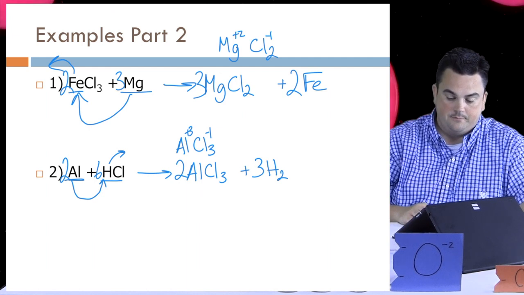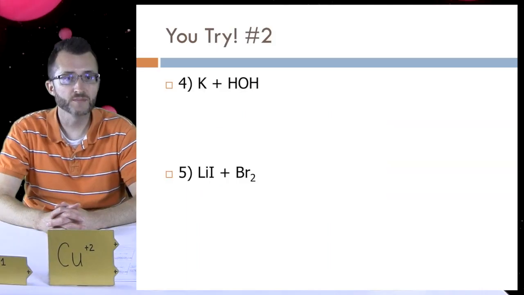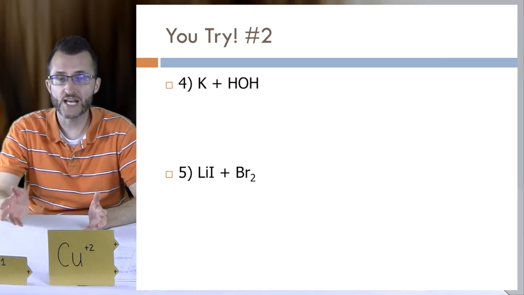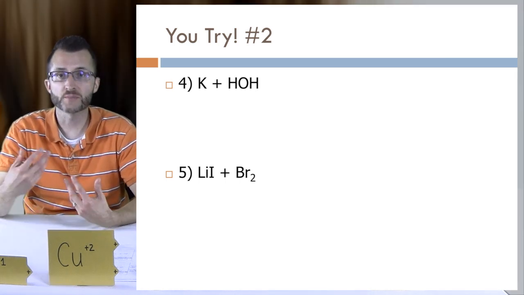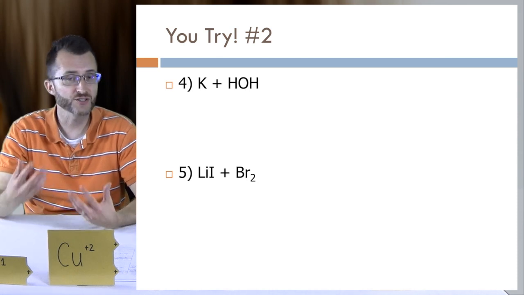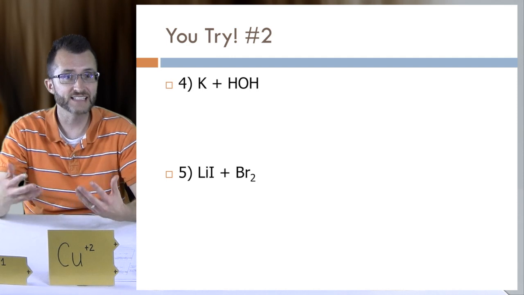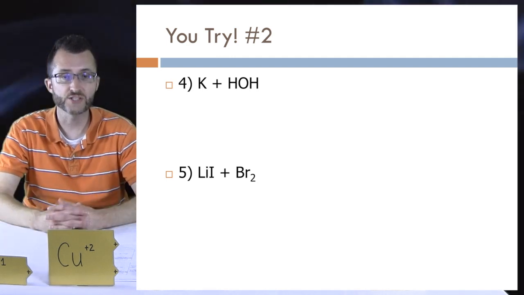All right, good job. You try number 2. For each of the following reactants, you're going to use Table J, see if a reaction occurs. You're going to predict the products, make sure you're aware of formula writing for compounds versus elements, and finally at the end, you're going to balance the whole equation.